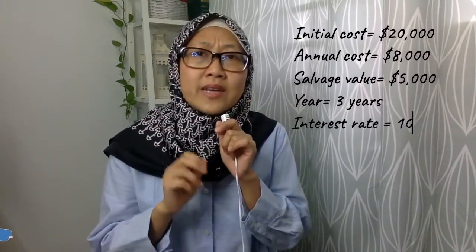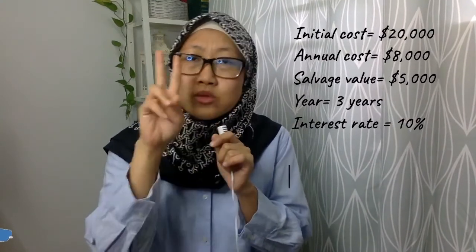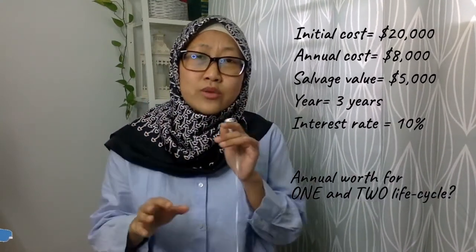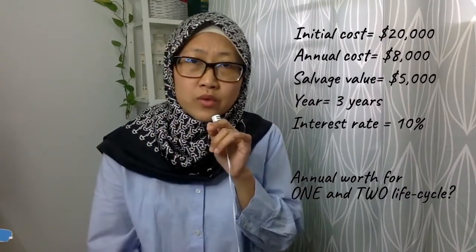Okay, now in annual worth analysis, we are going to convert all cash flow into annual series. Let's do this. Okay, let's say you have a car. That car costs $20,000. Every year, starting year 1, you have to pay the remaining installment of $8,000 per year. You can sell the car for $5,000 at the third year. If the interest rate is 10%, find the annual worth for 1 and also 2 life cycle. So basically what we want to do is we want to convert all this cash flow into equivalent annual series. Let's see how to do it.